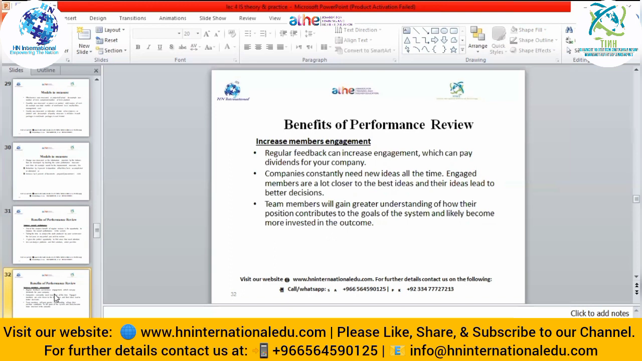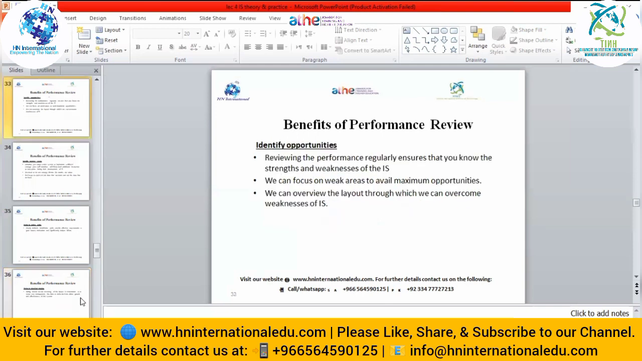When we judge what are our weak points, and we have given that agenda to each member of our organization, they can think of ideas about the improvements, and then they can share their ideas in the meeting. So team members will gain greater understanding of how their position contributes to the goal of the system, and likely become more invested in the outcome. So we are focusing on each and every person, and we are encouraging them and telling them how important they are in the performance of a company or an organization. So that can lead towards success.